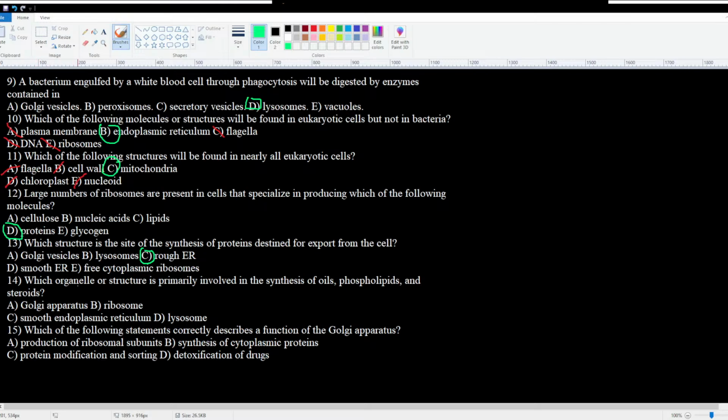So number 14, which organelle or structure is primarily involved in the synthesis of oils? Smooth ER. Once again, we went over that. So we have the rough ER and the smooth ER. Smooth ER makes lipids. Rough ER makes proteins.